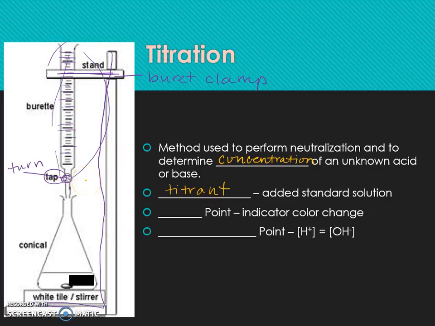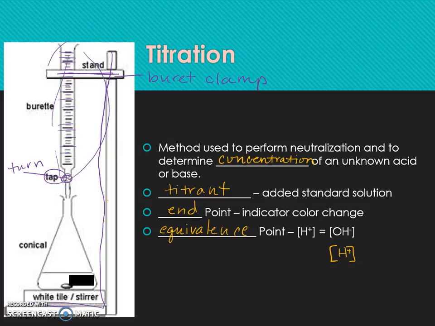The equivalence point is when your concentration of hydrogen ions is equal to your concentration of hydroxide ions. The bracket around it stands for concentration. When that color change does happen, we say that you're at the end point of the reaction, and that's where the indicator will change colors to show you. It depends on what indicator you use what color change you get.